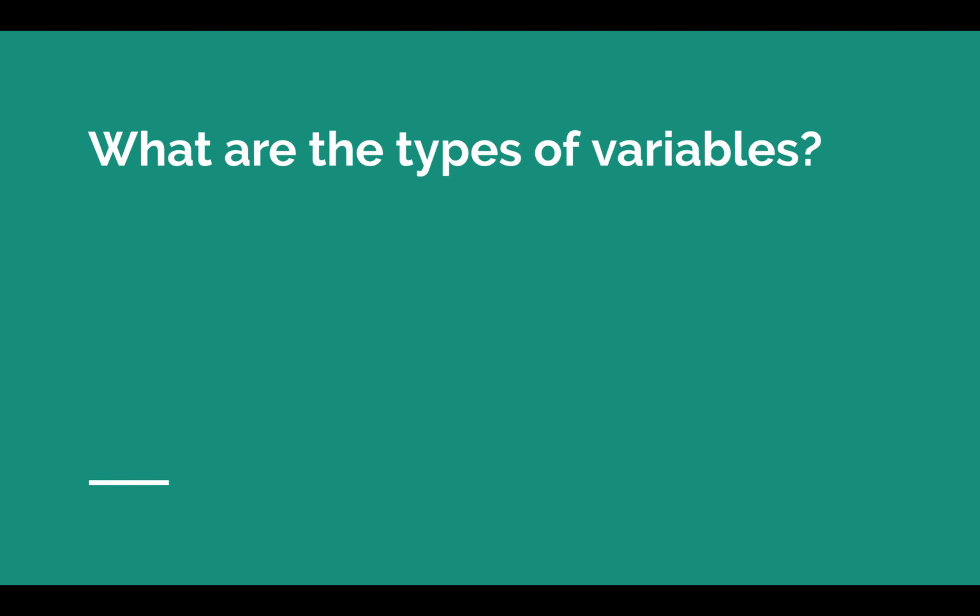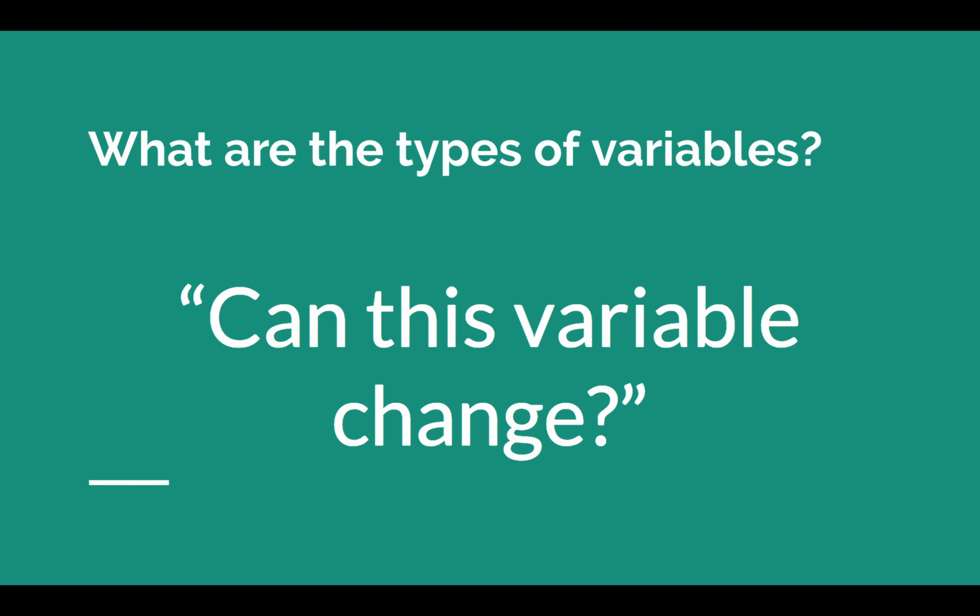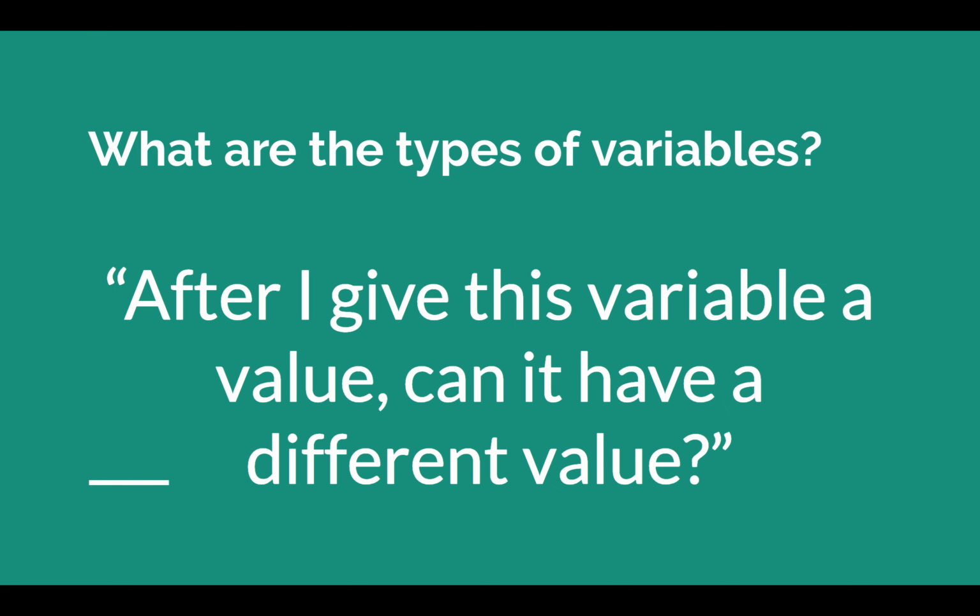Now, variables come in two different types, and the type is basically answered by the question, can this variable change? So another way of phrasing it is, after I give this variable a value, can it have a different value? Now, it might not seem important, but actually, whether you answer yes or no to that is important for JavaScript. It's also usually important for other kinds of languages too, but we're just sticking with JavaScript.